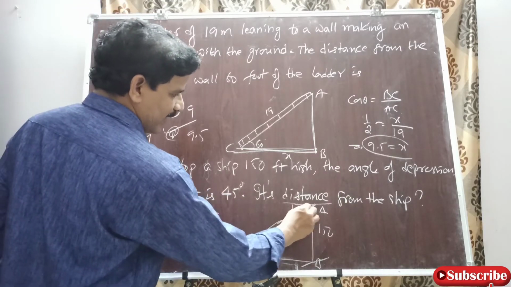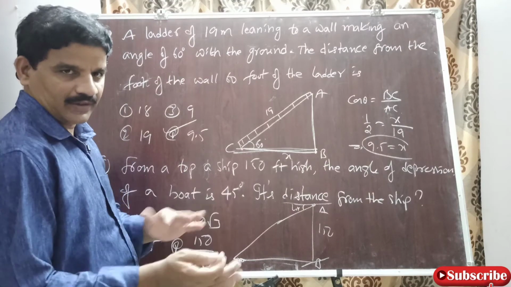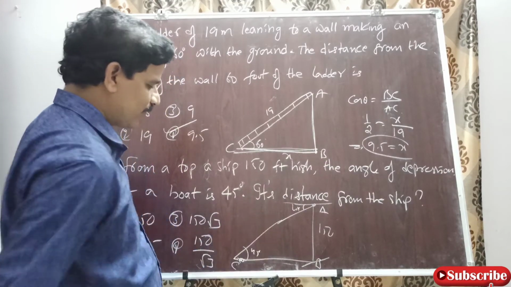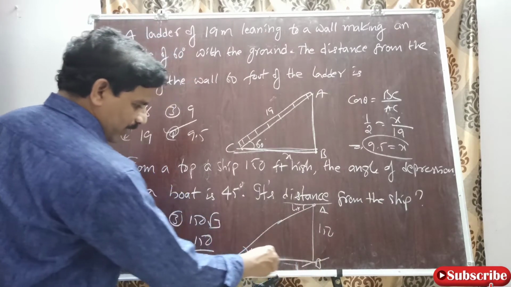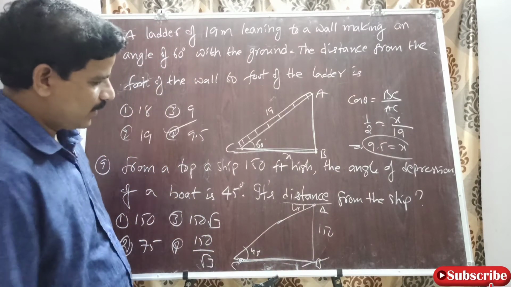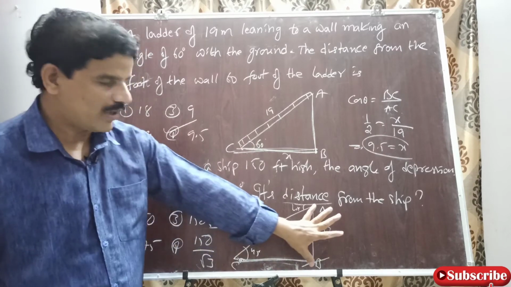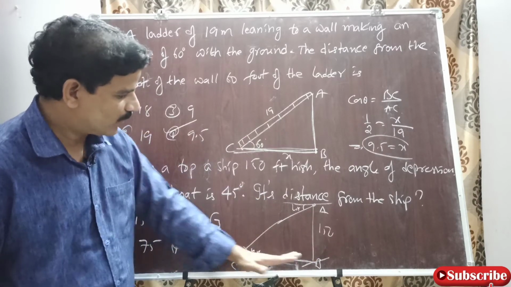When it is 45 degrees, by the internal angles are equal property, here it is what? 45 degrees. Therefore, what I want is the distance between the ship to the boat. I have angle, I have height of the ship, I want the distance.